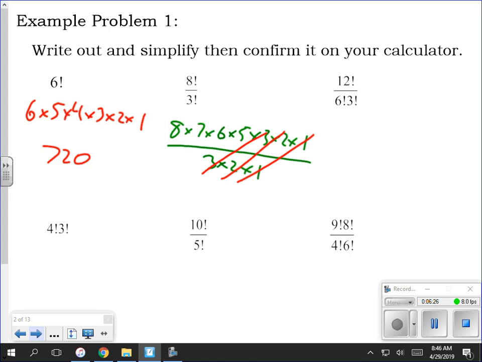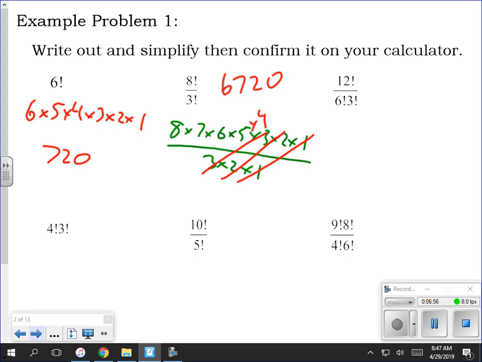A bunch of stuff cancels out. So I have 8 times 7 times 6 times 5. Nope, times 4. Thank you. My bad. Can't count this morning. 6,720. Yeah, you could do 8 factorial divided by 3 factorial, and your calculator will spit that out as well.